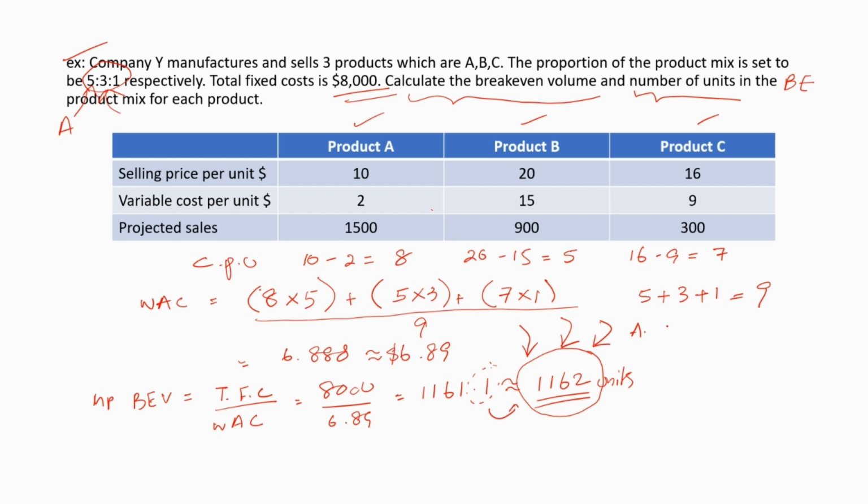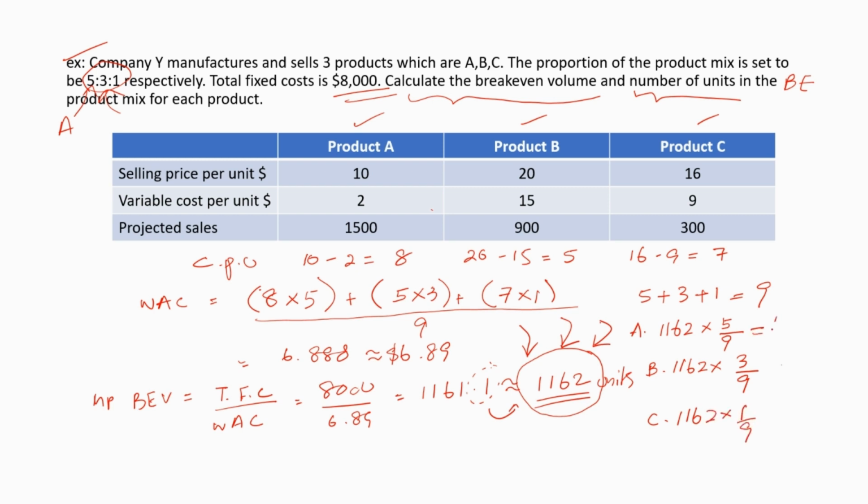So for product A, let's consider the break-even volume, which is 1162, and then we are going to multiply this value by the proportion of each product in the product mix. So there are 5 units of product A in the 9 units of product mix. For B, 1162 multiplied by, there are 3 units of product B's in the product mix and there are 9 products in the product mix. So for C, 1162 multiplied by 1 over 9.